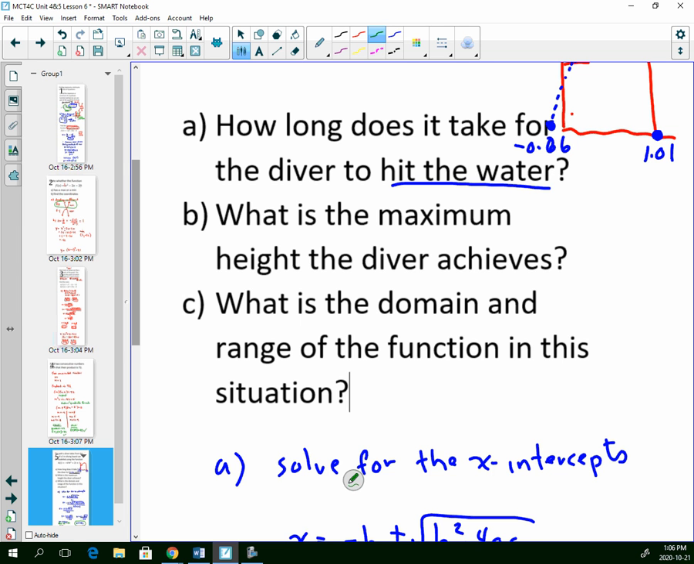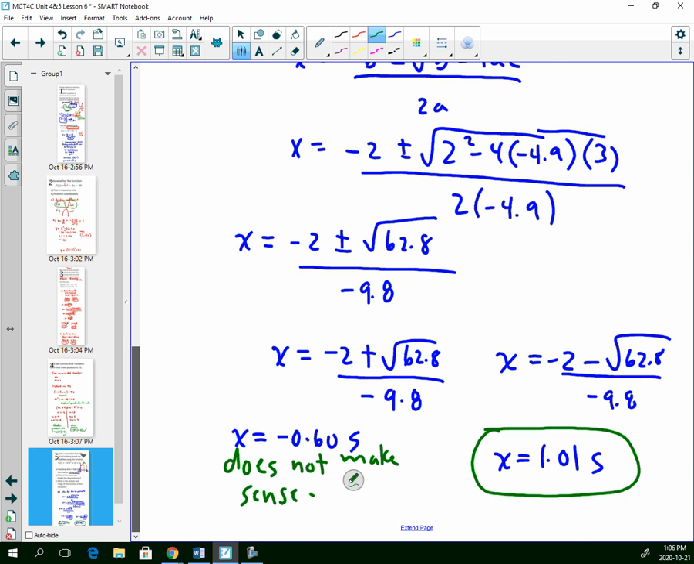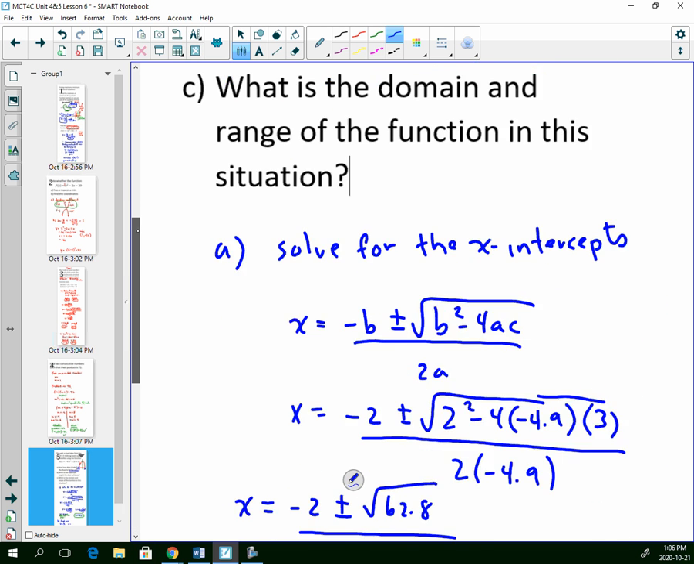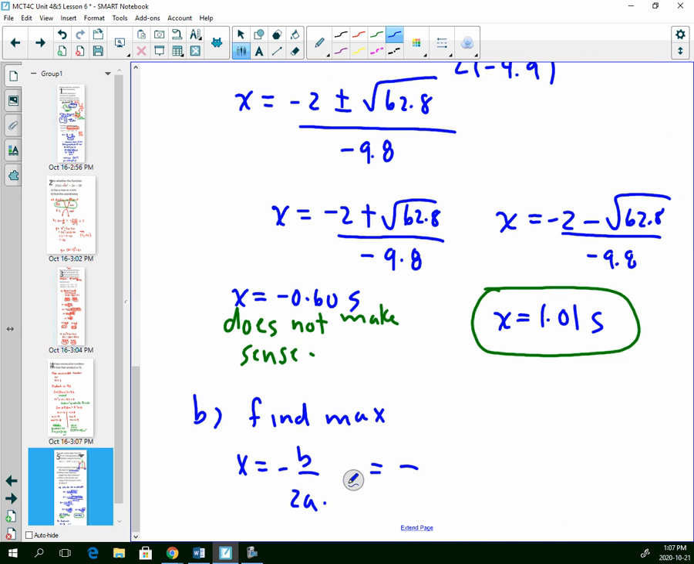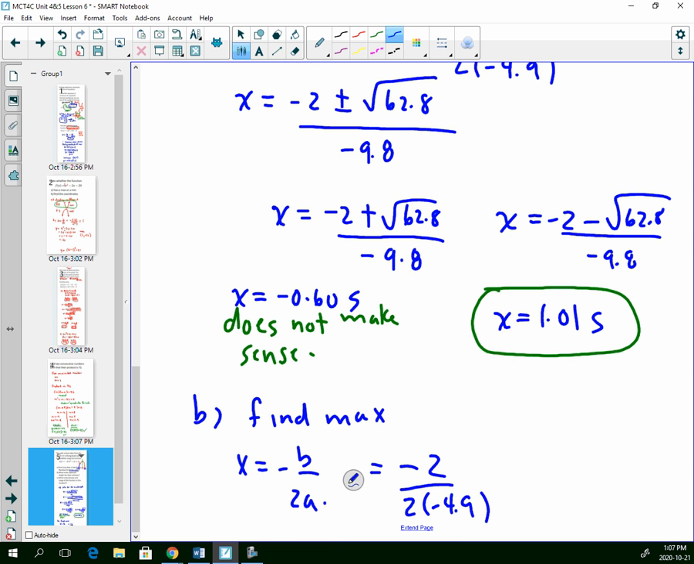B says, what is the maximum height the diver achieves? Well, now, what part am I looking for? I'm looking for the top, right? So I'm looking for the vertex or the maximum. And so I can use my formula for the maximum, which is -b over 2a. Okay, so b is 2 and a is -4.9, correct? Yep. Okay, so let's calculate that.